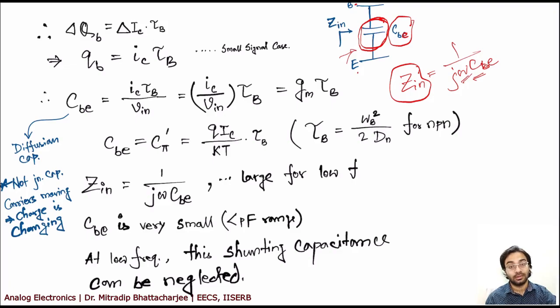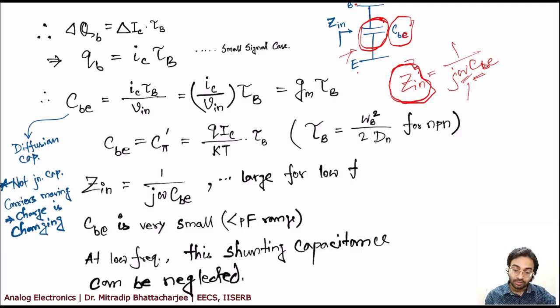Now if you are at high frequency, this Zin will be low, right? So Zin low means it will keep on shunting the base and emitter, which is not desirable, right? And at the same time, what do you want? CBE to be very low. If CBE is low, Zin is high. Ultimately, your target is to keep Zin high.